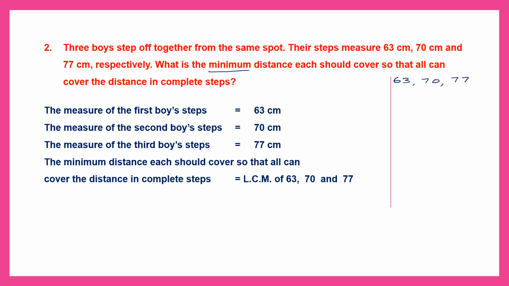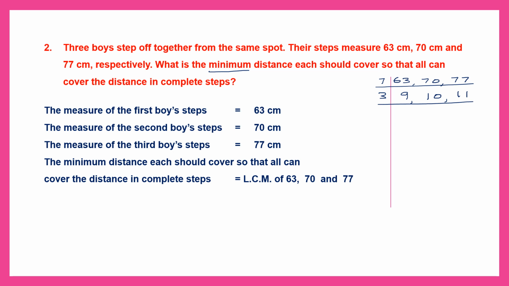So now let's divide all these. As you can see, 63, 70 and 77 are all in the tables of 7. And 7 is a prime number. So we can divide it all by 7. So let's divide it all by 7. 7 nines are 63, 7 tens are 70, 7 elevens are 77. Now we can take 3.